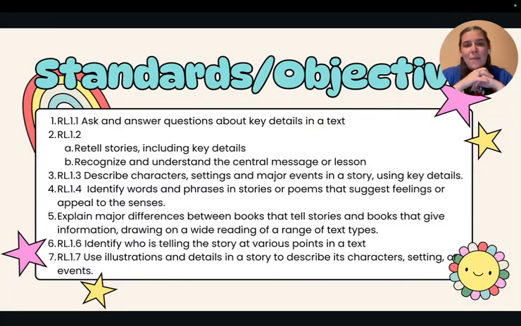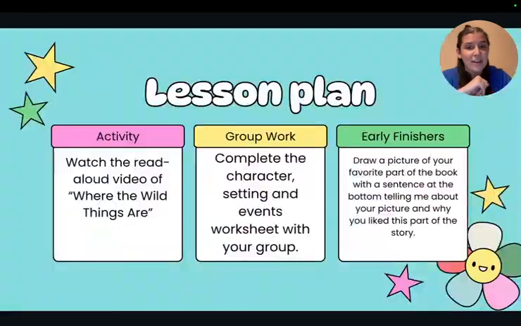Ask and answer questions about key details in a text. Retell stories, including key details. Recognize and understand the central message or lesson. Describe characters, settings, and major events in a story using key details. Identify words and phrases in stories or poems that suggest feelings or appeal to the senses. Explain major differences between books that tell stories and books that give information, drawing on a wide reading of a range of text types. Identify who is telling the story at various points in a text, and use illustrations and details in a story to describe its characters, settings, or events.